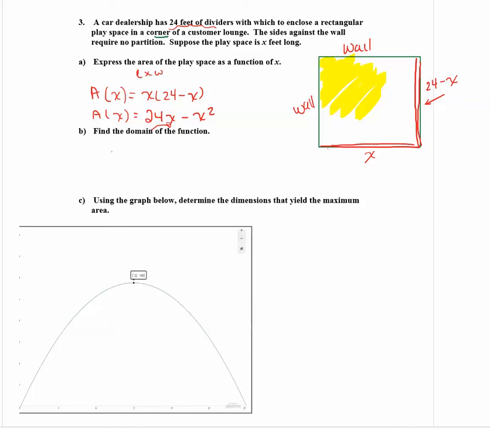So X must be greater than 0, and X is limited to being 24 feet. So putting that together gives me 0 is less than X is less than 24, or the domain as an interval would be (0, 24) with parentheses.